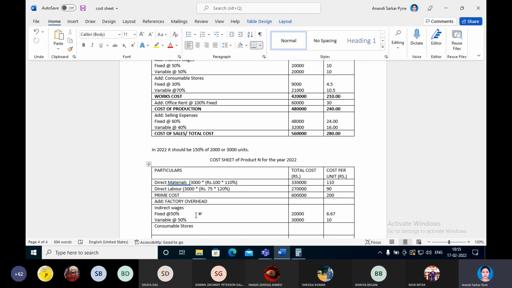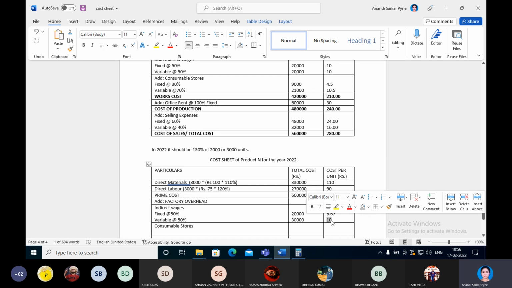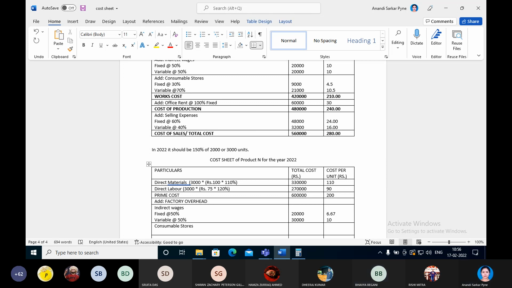So in the next year, what will happen? We will maintain the fixed expenses as fixed, which is 20,000, but the variable expenses will be 50% of indirect wages. So the total cost per unit will be the same, which is 10. So 10 multiplied by 3,000 units will be 30,000. Though the total figure will increase, the proportion will be the same: fixed 50% and variable 50%.